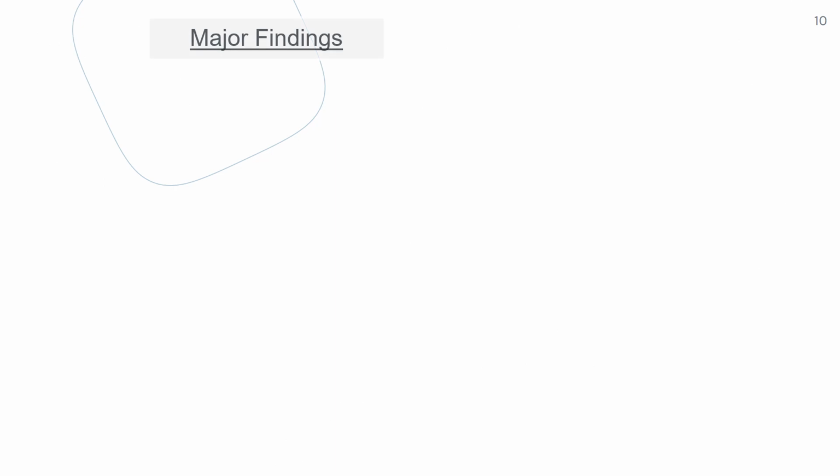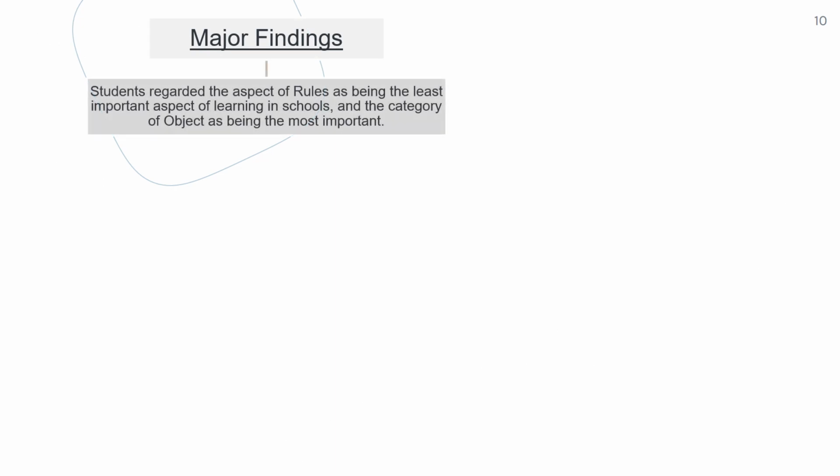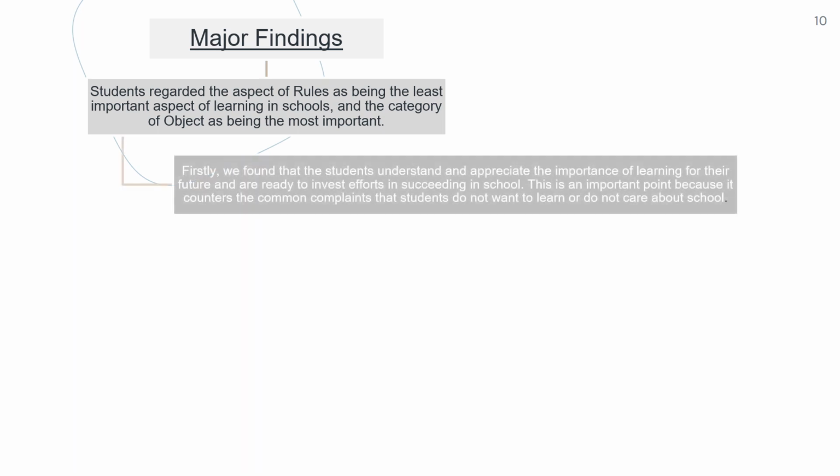For the results of the study, there are 4 major findings, where students regarded the aspect of rules as being the least important aspect of learning in schools and the category of object as being the most important. Let's discuss each finding. Firstly, we found that the students understand and appreciate the importance of learning for their future and are ready to invest efforts in succeeding in school. This is an important point because it counters the common complaints that students do not want to learn or do not care about school.